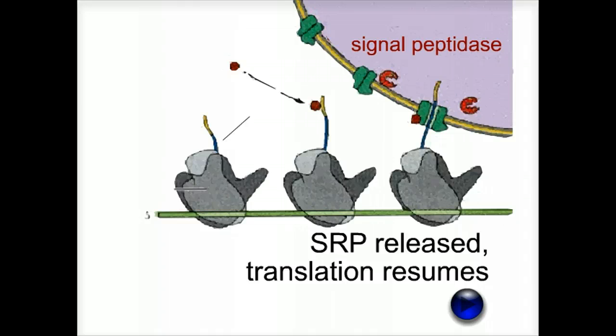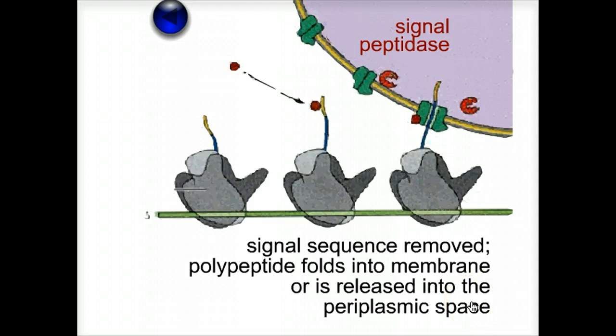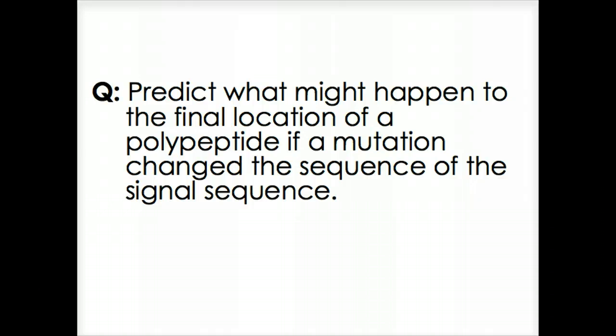When the SRP is released, translation resumes. The signal sequence is then removed. The polypeptide folds into the membrane or is released into the periplasmic space. Given what you already know, predict what might happen to the final location of a polypeptide if a mutation changed the sequence of the signal sequence.